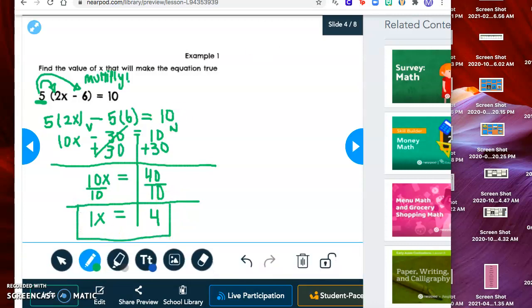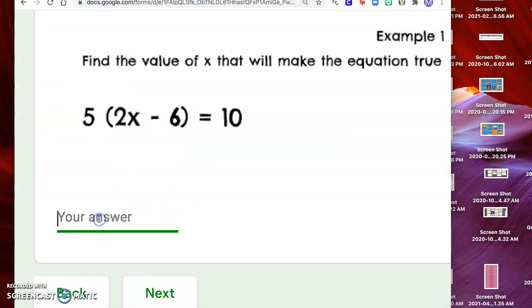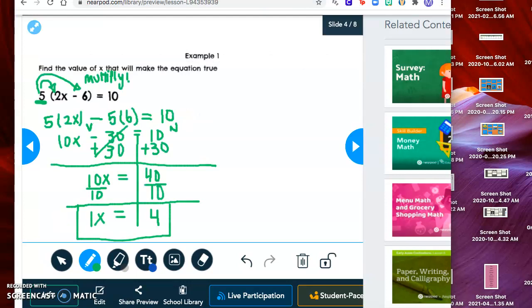So again, here we just put your answer, just put 4, don't put x equals 4 just because of Google Forms. It makes it a little bit more confusing. But here I'm just having you practice first, like how do we do this, right? So you multiply first, you have to simplify the expression, and then you solve for x. So we're going to move on to example 2.